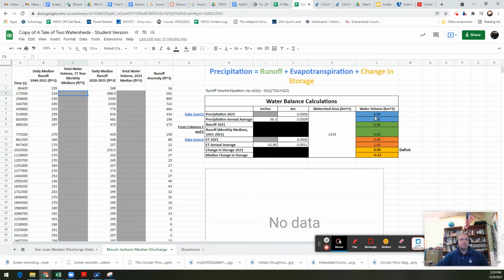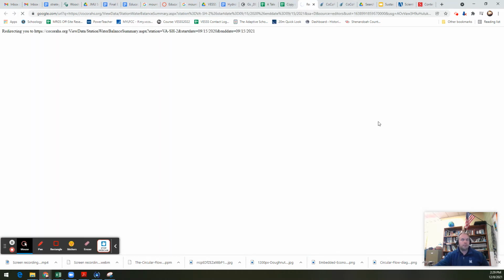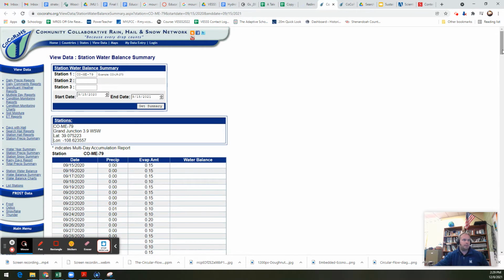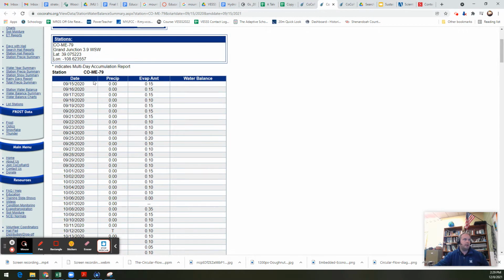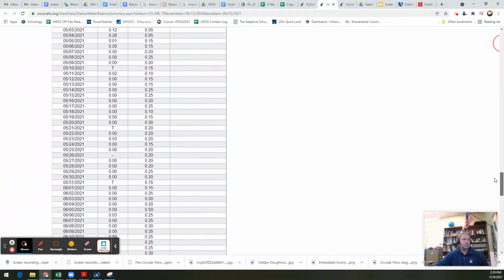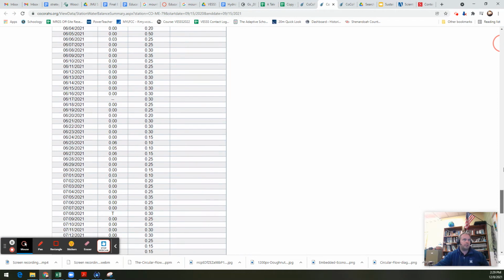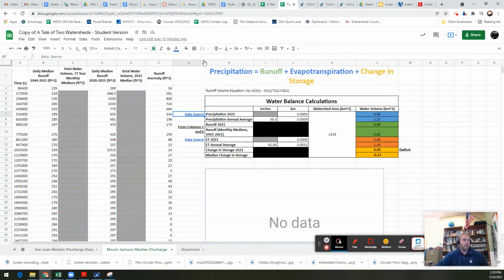The blue ones, precipitation, you have to go to this data source. It's also the same data source you're going to go to for evapotranspiration, happens to be this one here for the San Juan. And you'll see there's two columns. There's the date, there's precipitation and evapotranspiration, both. And you can get those numbers at the bottom of these columns. And all you have to do is transfer those numbers into the spreadsheet here. This is the evapotranspiration here, and this is the precipitation here. You put those numbers in the gray boxes.